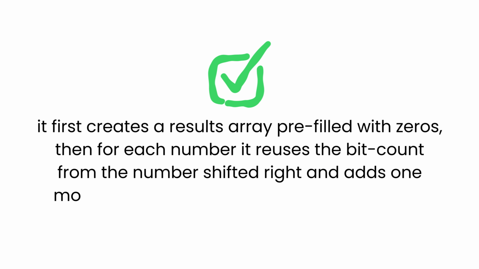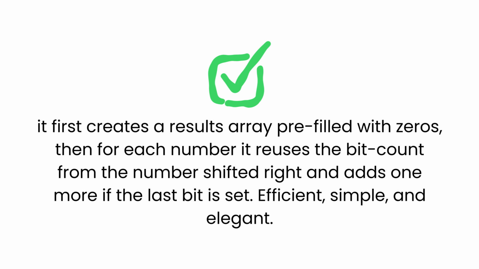And that's how this algorithm works. It first creates a results array pre-filled with zeros, then for each number it reuses the bit count from the number shifted right and adds 1 more if the last bit is set. Efficient, simple, and elegant.